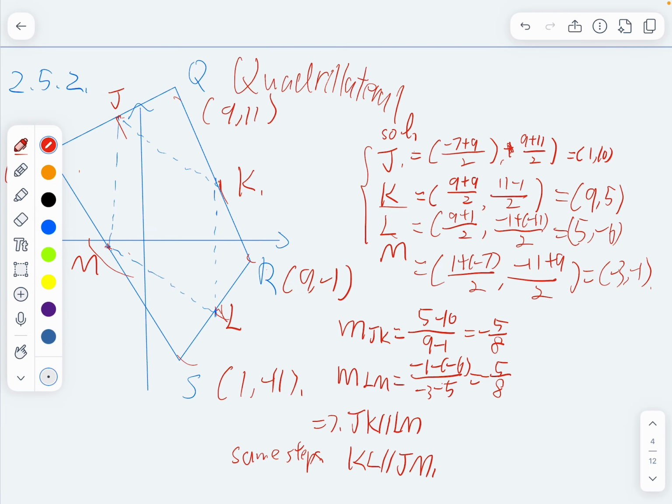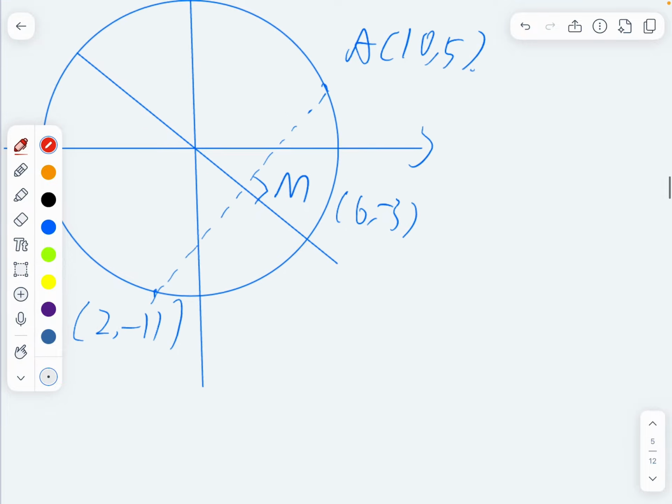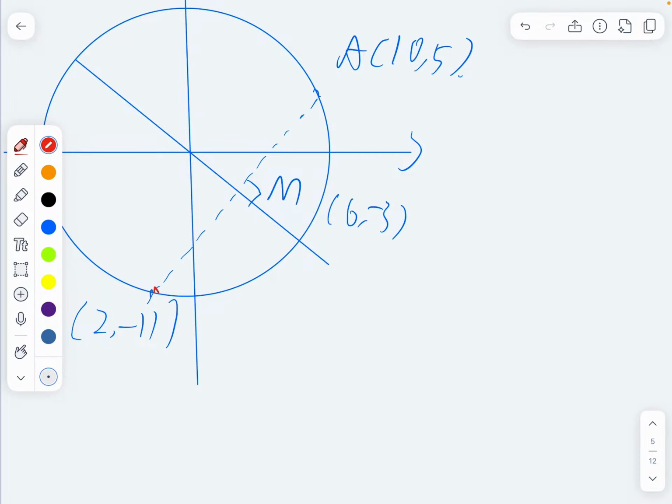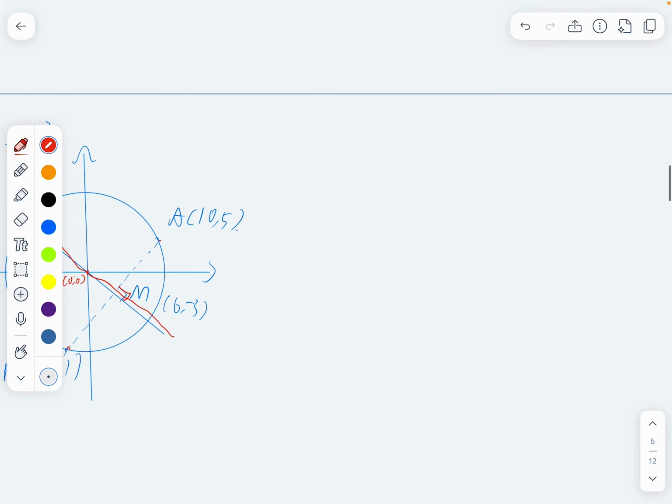The third one is called the perpendicular bisector theorem. That means in a circle, if we have a chord connecting two points, the line from the center at (0, 0) to the midpoint of the chord must be perpendicular to this chord. So how do we show that?